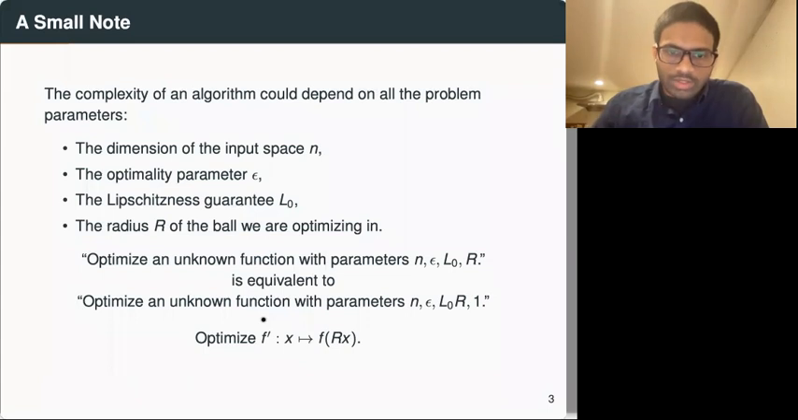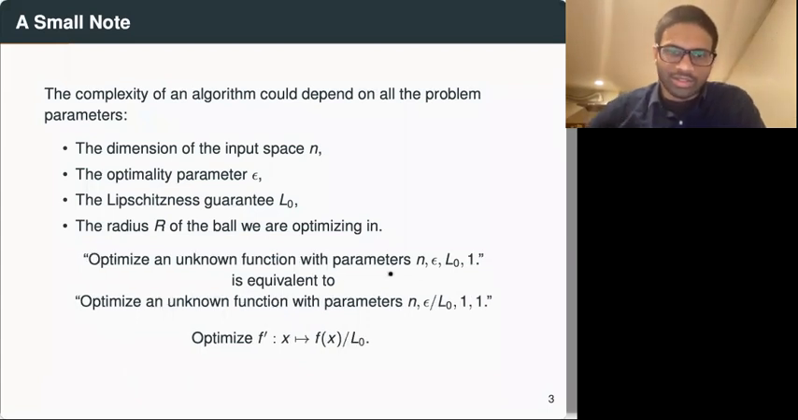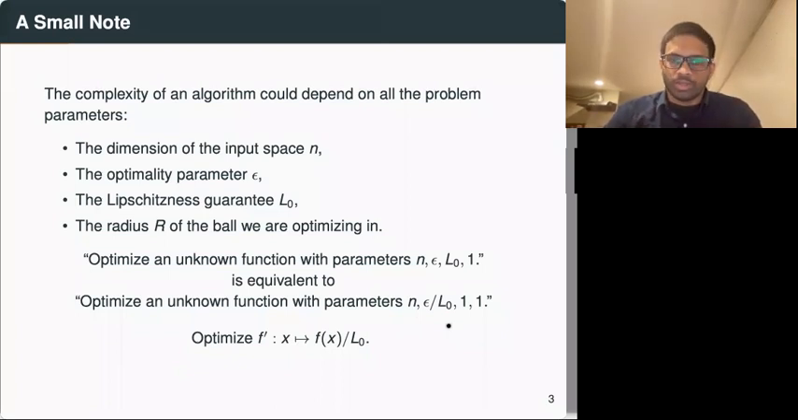Now, it turns out that you can also set the Lipschitzness constant to 1. So if you're asked to optimize in the unit ball with the promise that your function is L0 Lipschitz, then you can also optimize a different function f prime, which is f of x divided by L0. So f prime now has Lipschitzness guarantee of 1, but now you have to optimize it to within a precision of epsilon by L0, because the set of points that are epsilon optimal for f are the same as the set of points that are epsilon by L0 optimal for f prime.